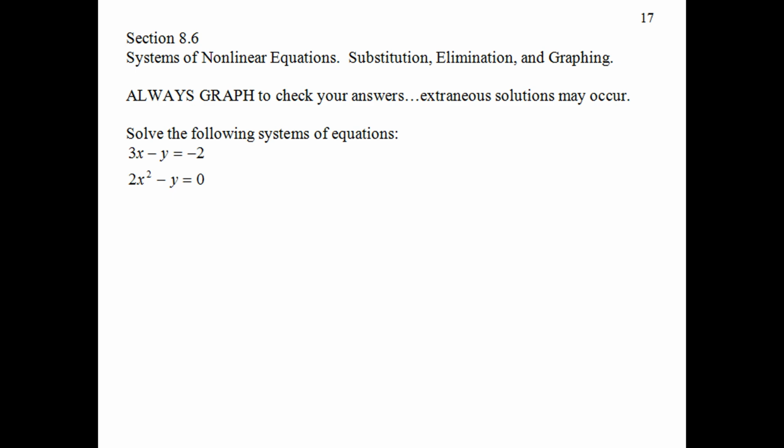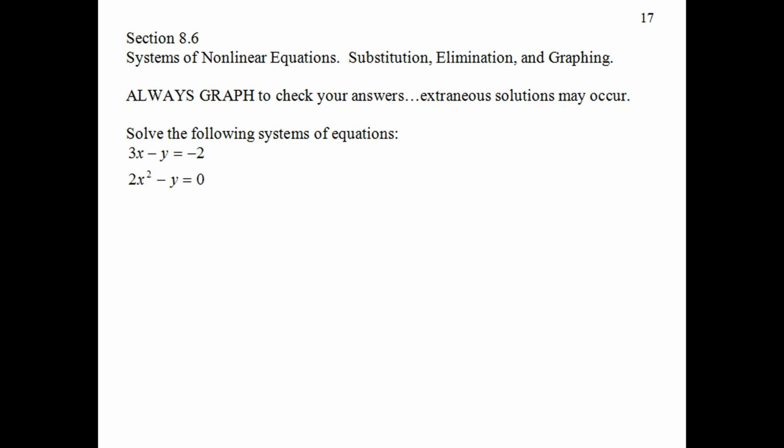All right. What you should always remember is to graph and check your answers because extraneous solutions may occur. This is when you can do a conversion rule with your logs and your exponentials, or you square both sides and you somehow turn a false statement into a true statement. So we need to graph and check your answers.